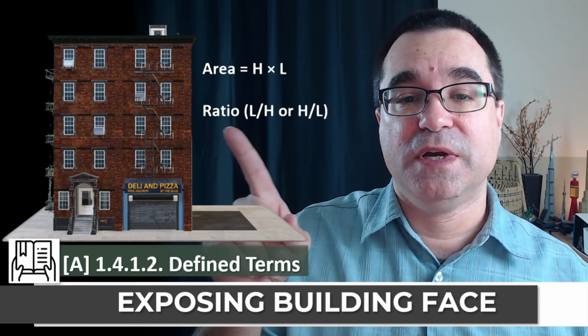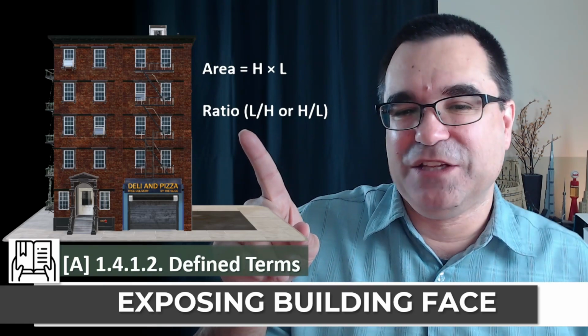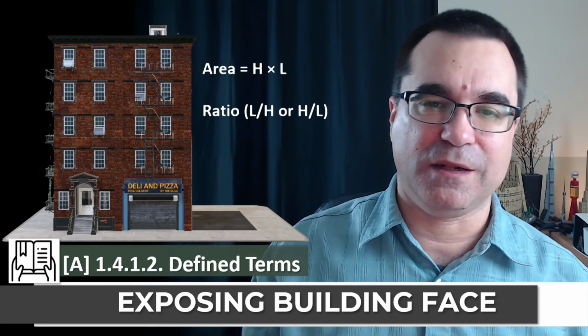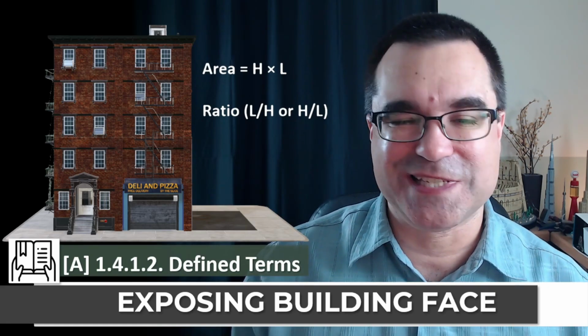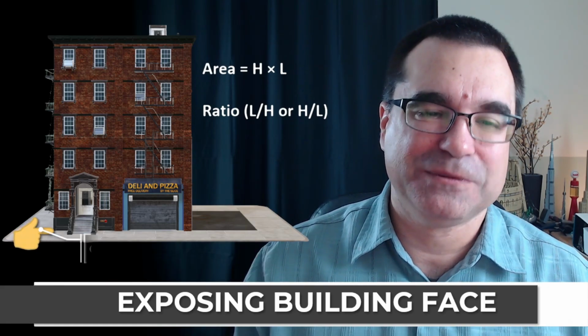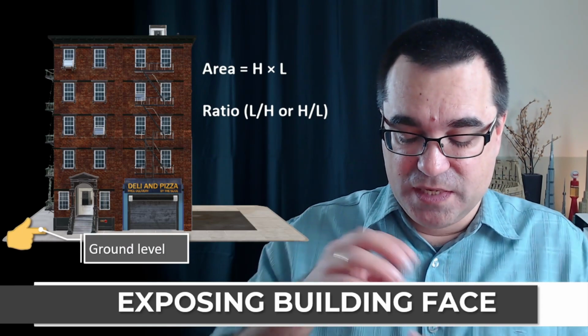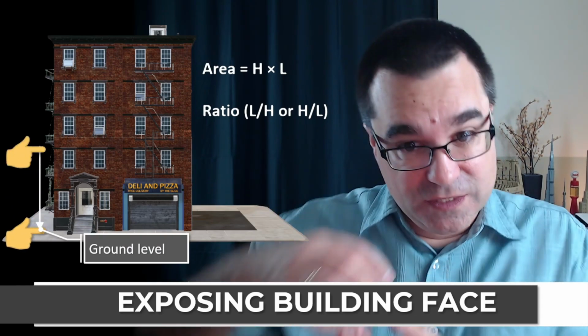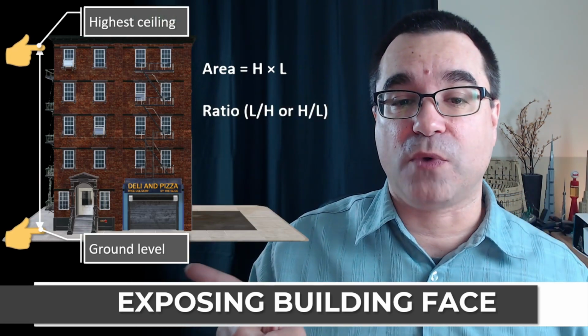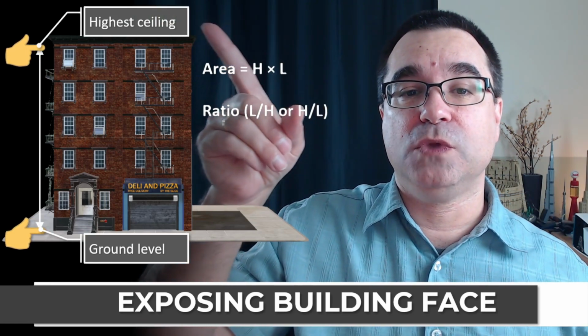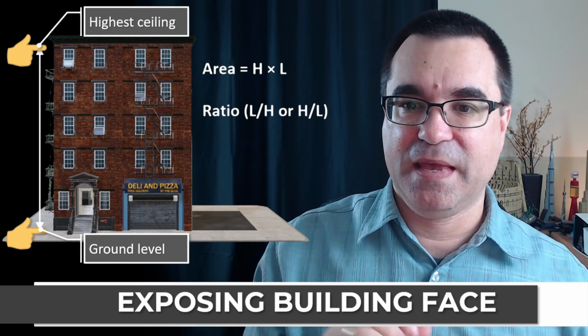The ratio is the division between L and H, or H and L. So what's H, what's L? Shall we find out? Let's do it. Let's start with H. H is the vertical distance that goes from ground level to the highest ceiling.